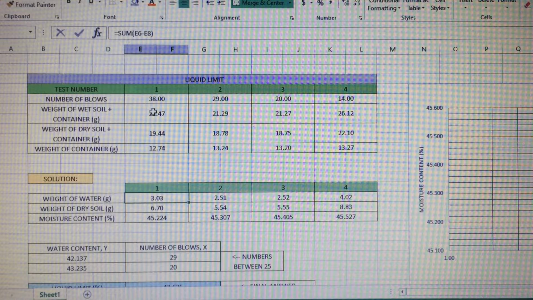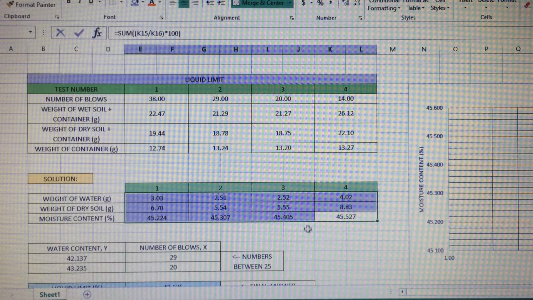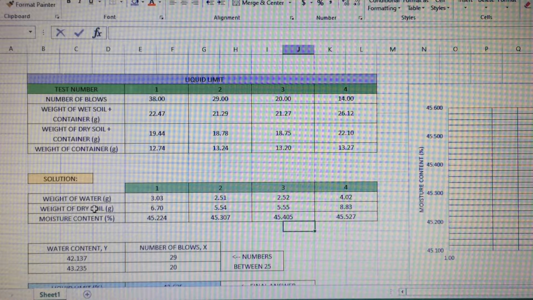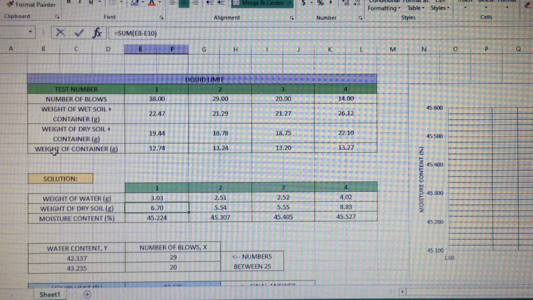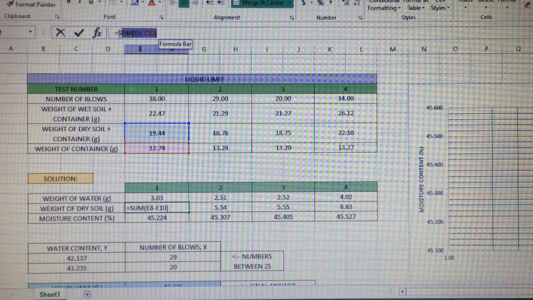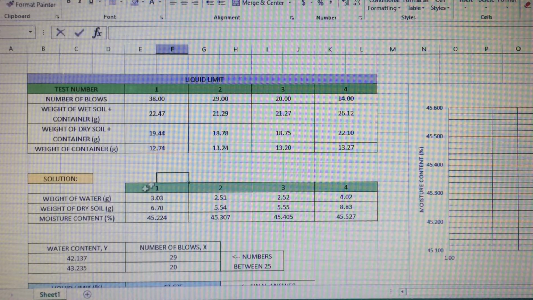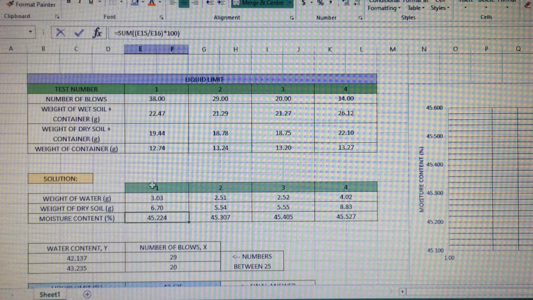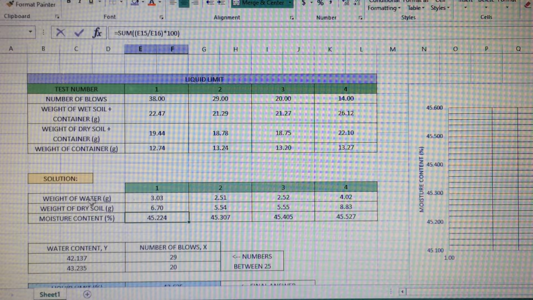So, kahit pa ma-change yung values dito sa given, automatic na lalabas yung tamang answer dito. So, for the weight of dry soil, the formula is weight of dry soil plus container minus weight of container. So, ayun, dito na siya. And lastly, sa moisture content, that is weight of water over weight of dry soil times 100. So, ito yun.